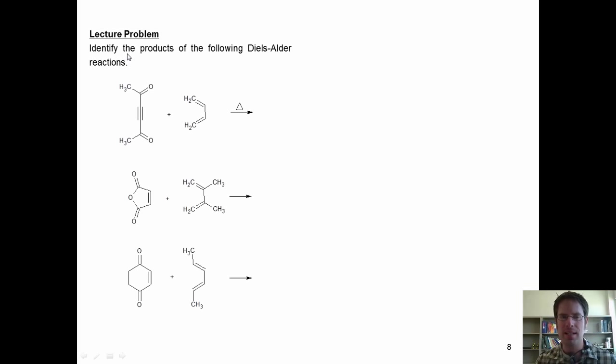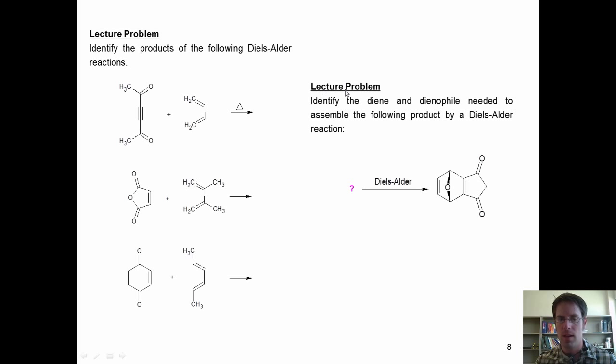Foremost, I want you to identify the products of the following Diels-Alder reactions. And next, I want you to identify the diene and the dienophile that you would need to assemble this Diels-Alder product.